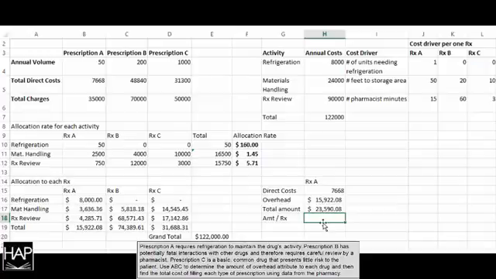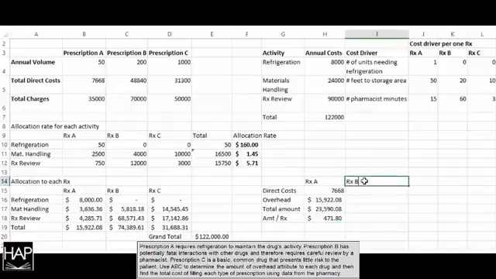And then if I want to find out the amount per prescription, I just need to take the total amount and divide it by the number of prescriptions filled that year. So there's 50 prescription A's filled. So it costs $471.80 per prescription.